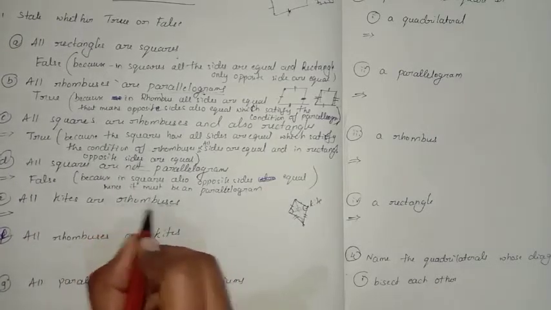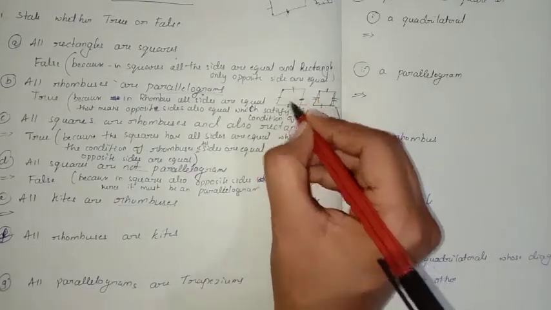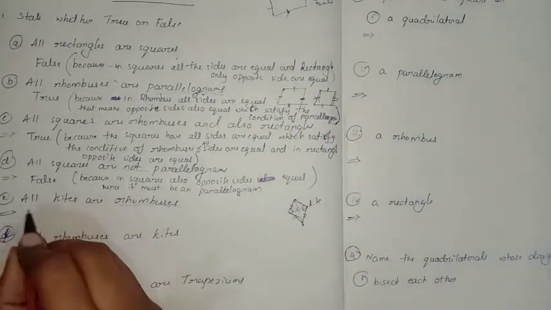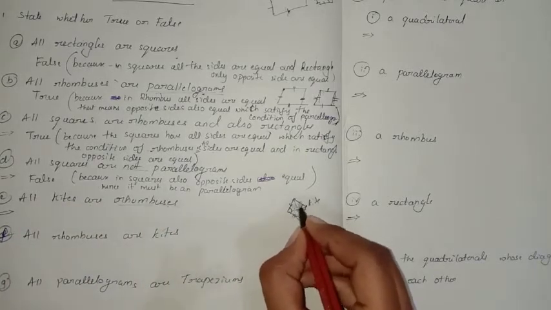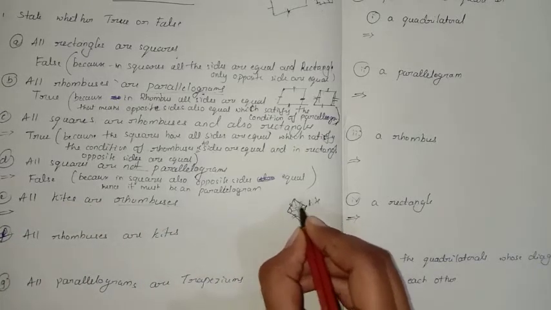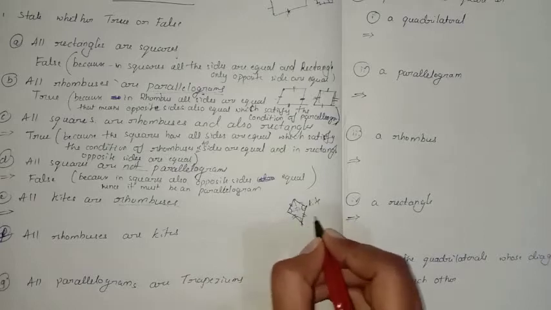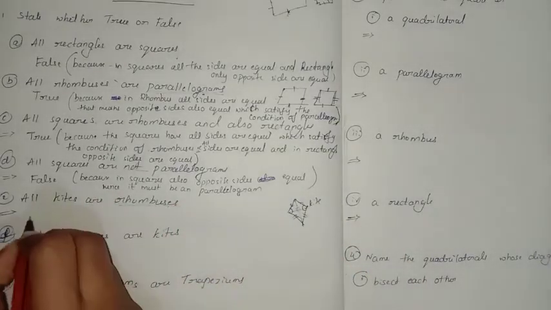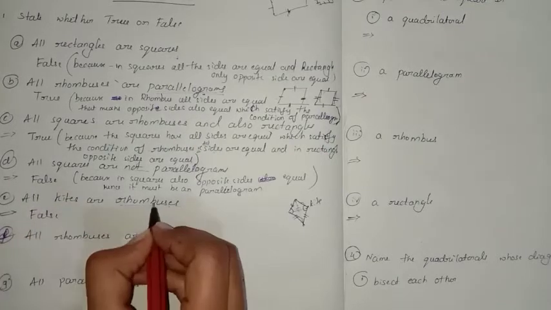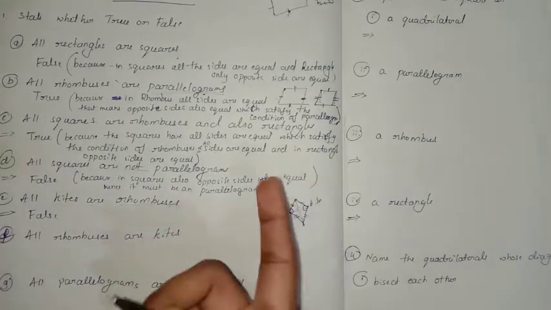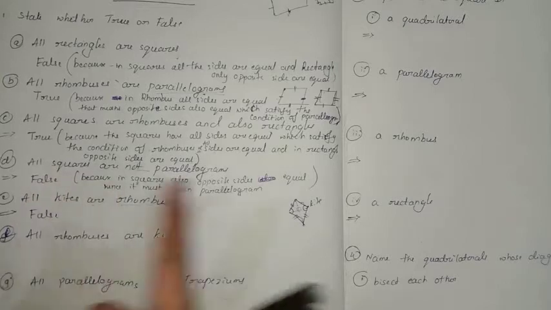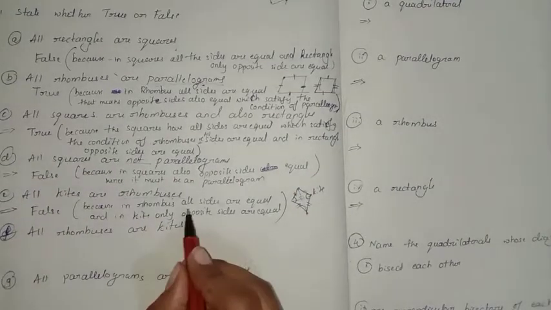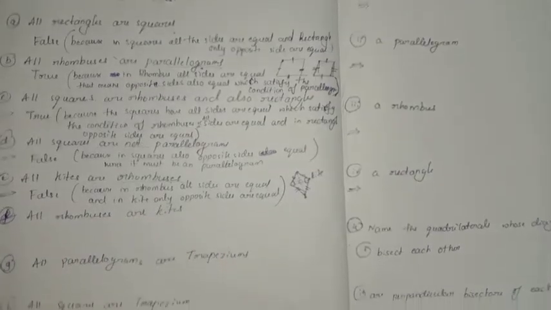So what do you mean by rhombus? In a rhombus all the sides are equal to each other. And what is a kite? Only the adjacent sides are equal. These two are equal to each other, these two are equal to each other. But in rhombuses we want all the sides equal. Then the statement is false, because in rhombuses all the sides are equal, but in kites only the pairs of sides are equal. So this is the reason: in rhombus all sides are equal, and in kite only pairs of sides are equal.